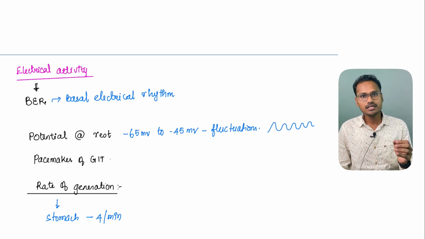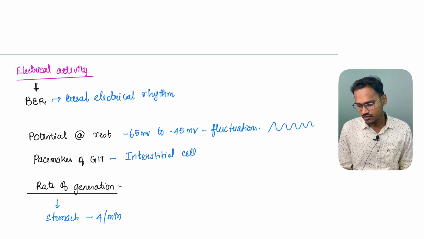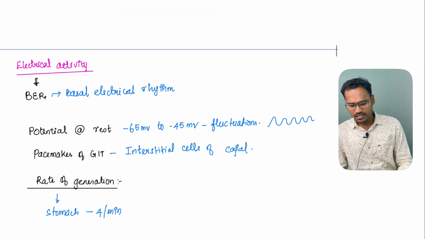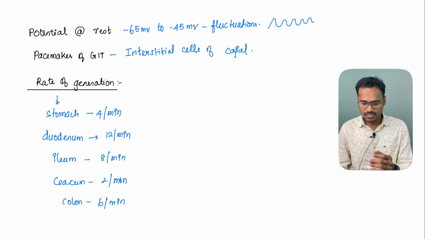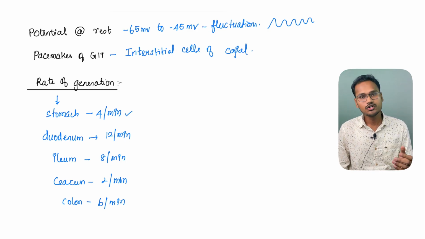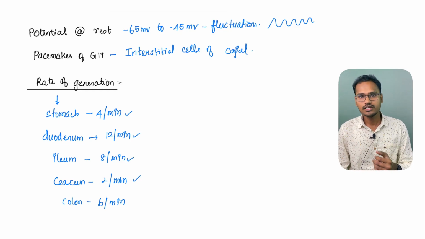And there is a pacemaker, just like we have it in the cardiovascular system. The SA node is the pacemaker. And in the respiratory system, we saw the pre-Bötzinger complex as the pacemaker. Here in the GIT, the pacemaker is the interstitial cells of Cajal. Then the rate of BER varies according to various segments. In the stomach, it is around 4 per minute. In the duodenum, it is maximum, that is 12 per minute. In the ileum, it is 8 per minute. In the cecum, it is 2 per minute. In the colon, it is 6 per minute.